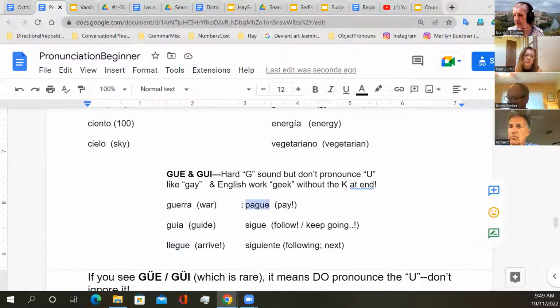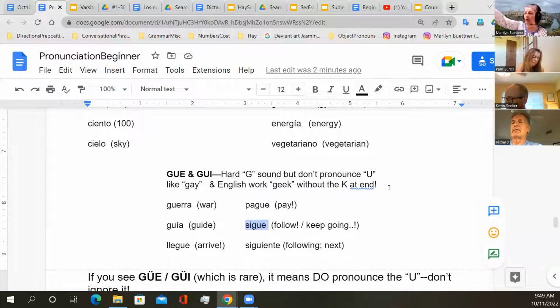Let's look at another one here. This is also a command. It says, hey, give me my money. Pague. Okay. Here is a word that is often heard. It is also a command. That's why these have exclamation points. This word means keep going, or continue on, or follow. Okay. Sigue. Right? You hear the ge at the end, but you don't hear the u. Sigue adelante. Keep going straight ahead.